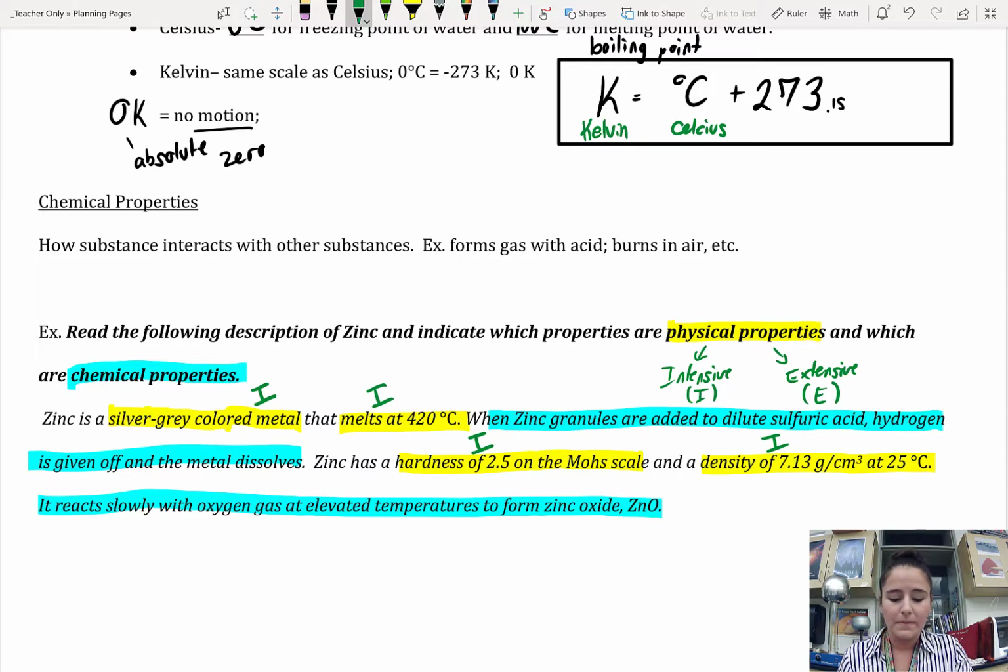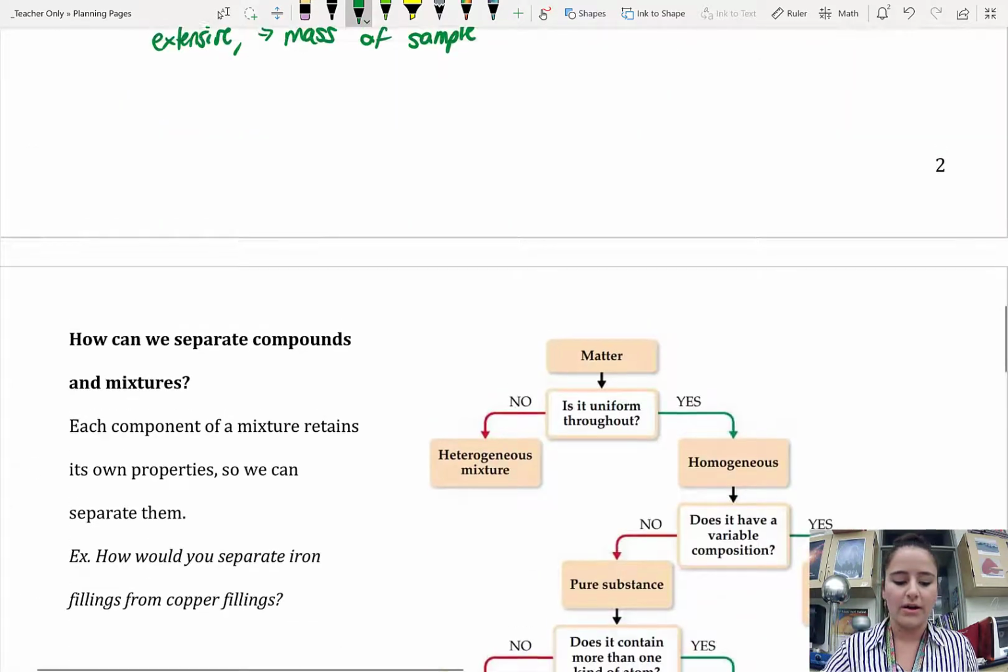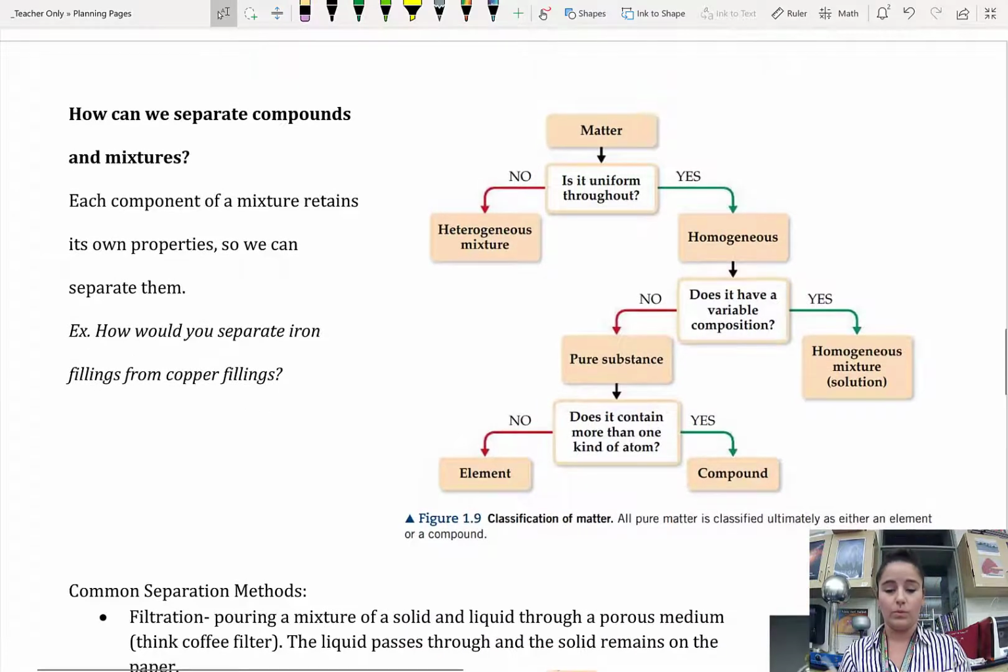An extensive property, there weren't any given in here, but if they would have given us the mass of the sample, or the volume of the sample or anything like that, that could have been an example of an extensive property. But all the ones that they described were intensive. Okay, cool. Now, let's move on and talk about how we separate chemicals and mixtures.